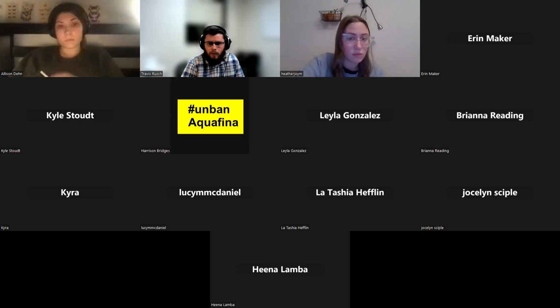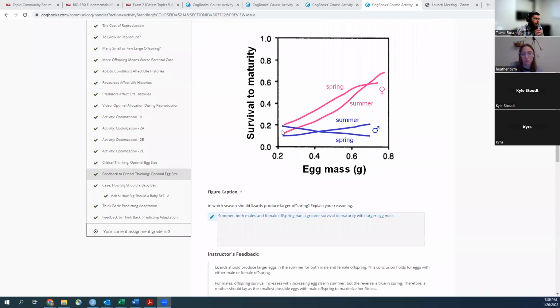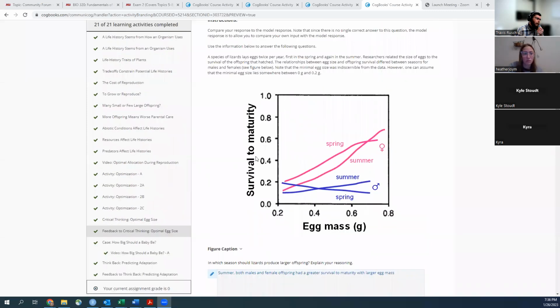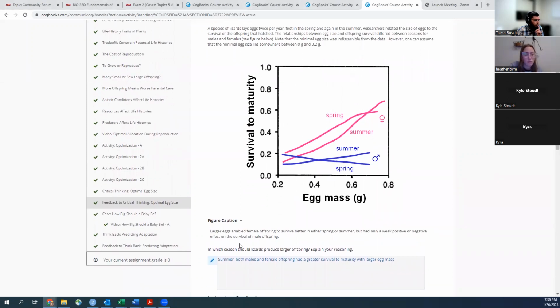Yeah, so we can all see it. We're talking about this chart, right? Yes. Okay. We have survival to maturity, and then egg mass. And it talks about larger eggs enabling female offspring to survive better in either spring or summer, but having only a weak positive or negative effect on the survival of male offspring across seasons.